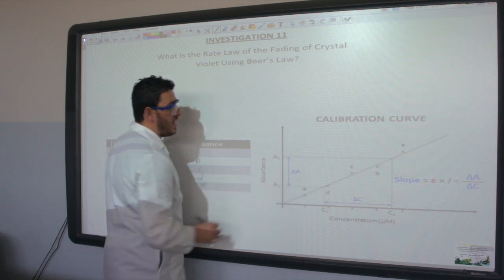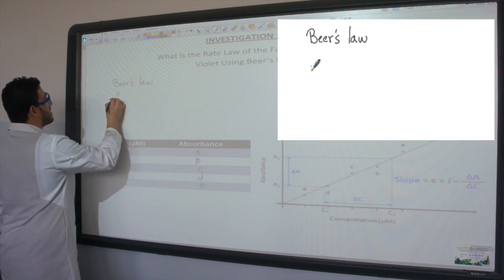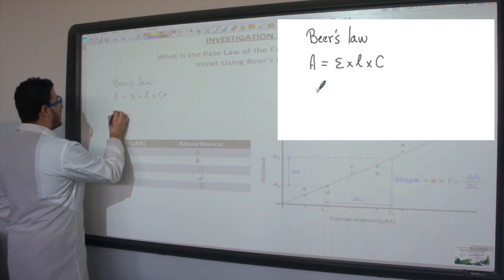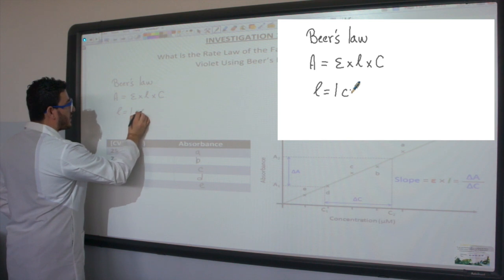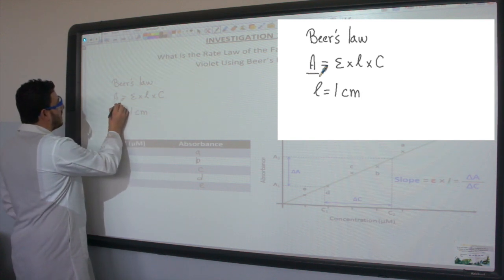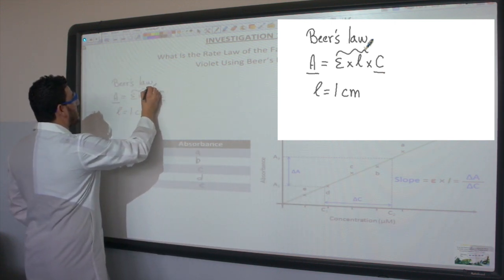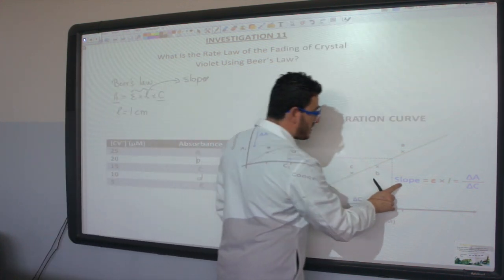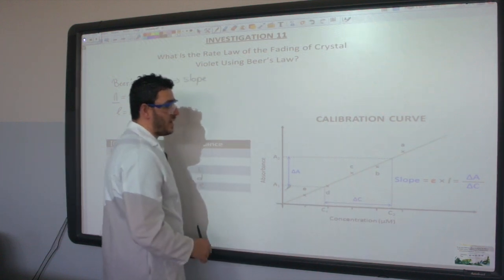How is this curve going to help you? As you know, Beer's law states that absorbance is equal to epsilon times L times concentration. Now, L is the path length of our tube, which is 1 centimeter. If you take the equation which is A versus C, which is the curve here, epsilon L is going to be the slope of the curve. As you can see here, the slope is equal to epsilon times L, which is equal to delta A divided by delta C.